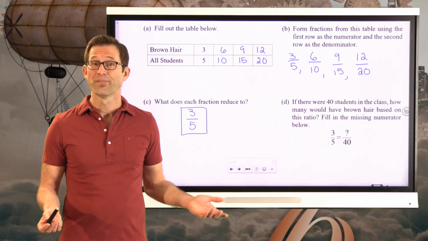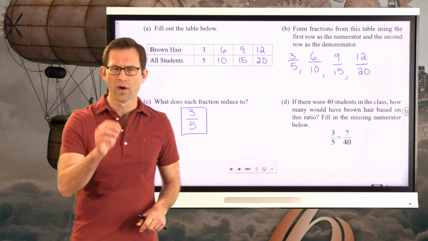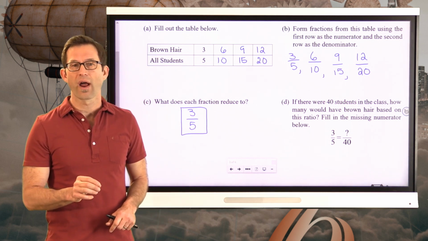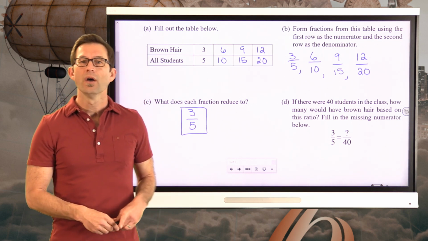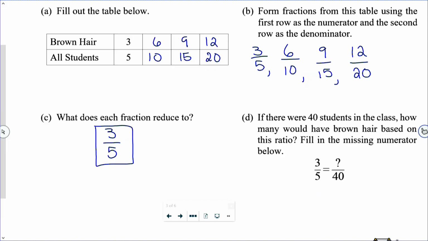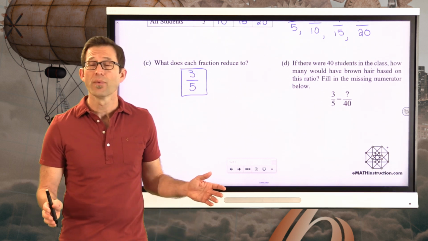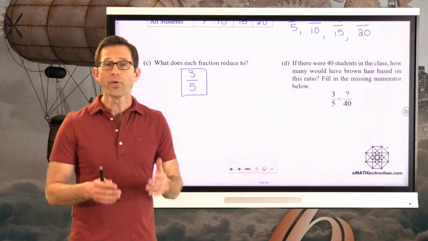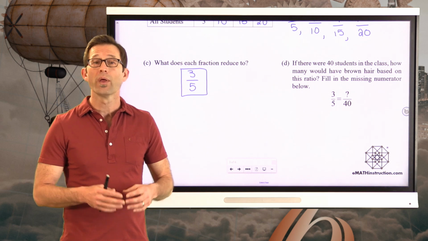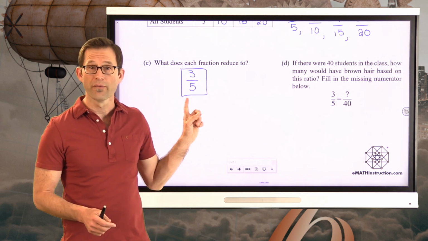It means that 3/5 of the kids have brown hair. It's really that simple. Now, how can we use ratios represented as fractions to solve ratio problems? Well, take a look at letter D. If there were 40 students in the class, how many would have brown hair based on this ratio? Fill in the missing numerator below. Well, you've worked with equivalent fractions a ton, right? So the idea is very simple. Every single equivalent ratio will eventually reduce to 3/5.